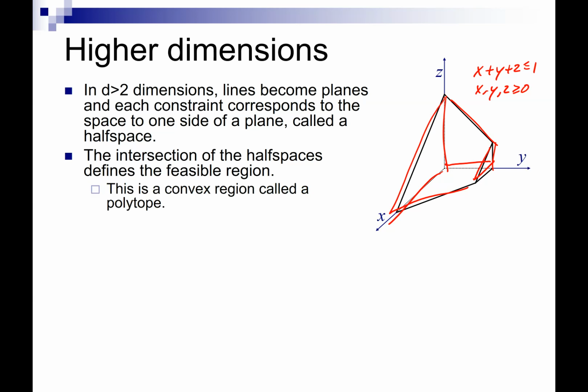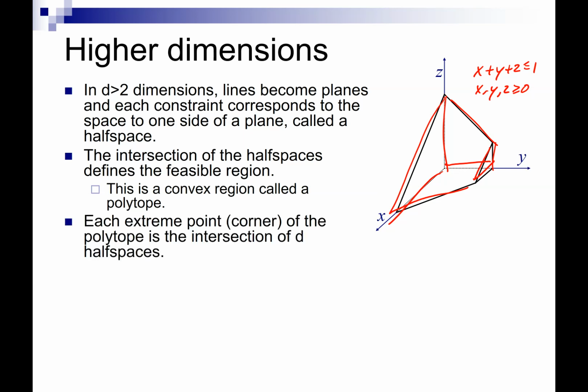And this feasible region, you can show that it's going to be convex, because you're intersecting a bunch of half spaces, and each half space is convex, so all these intersections are going to be convex. And this convex region is actually called a polytope. And so just like in the 2D case, the optimum solution, the one that maximizes the objective, was at one of the extreme points of the 2D feasible region.